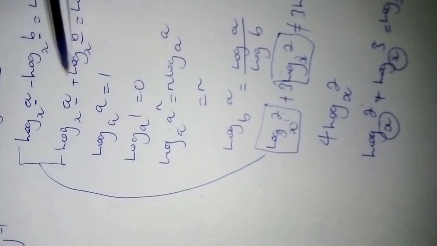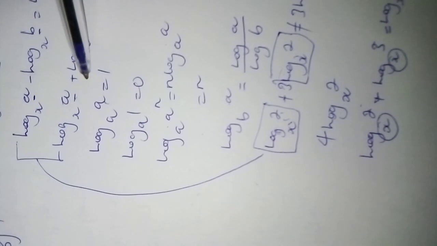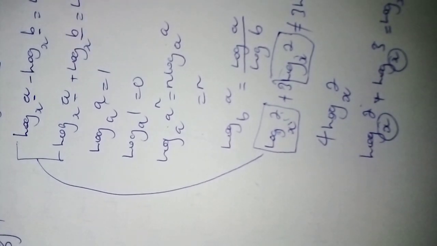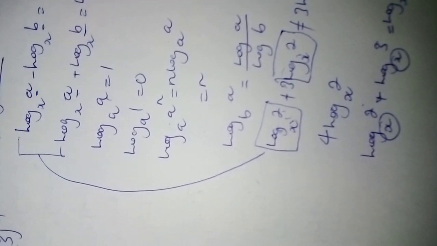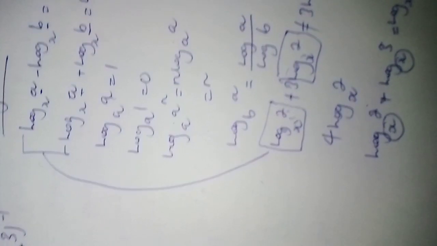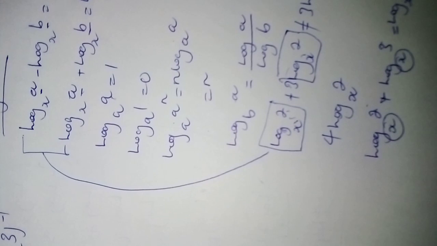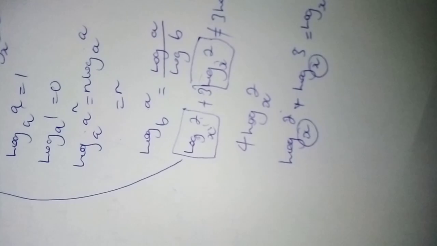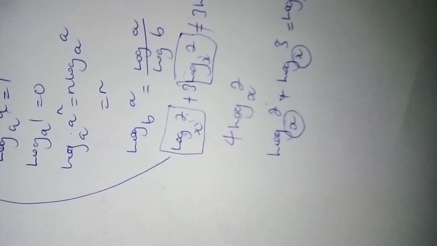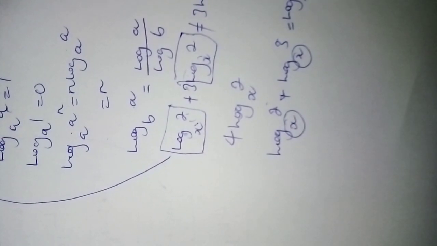So now let's look at the other ones. If the base and term are the same, then it's equivalent to 1. Log of 1 is equivalent to 0. Now log a raised to the power of n base a is equal to n log a base a, which is equal to n. Now this last law is very crucial because we will be focusing on it more than the other laws.